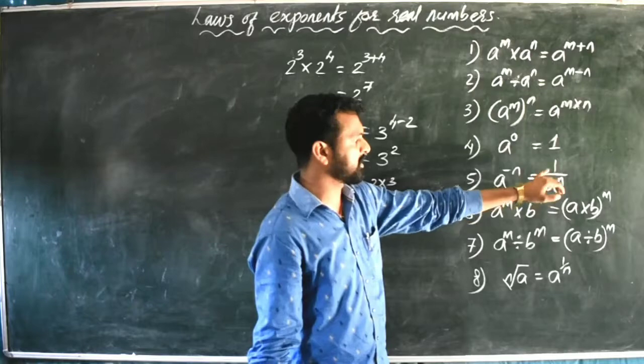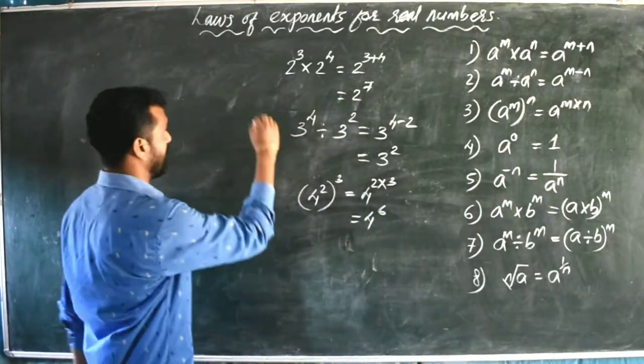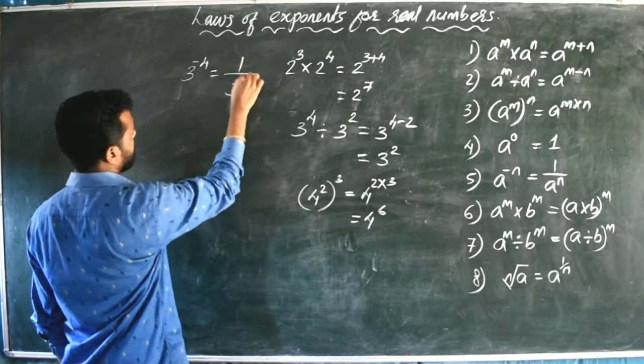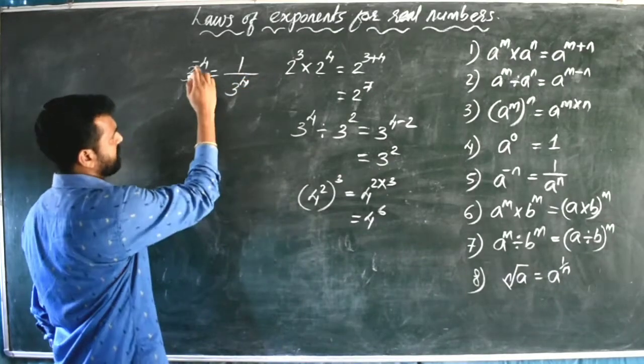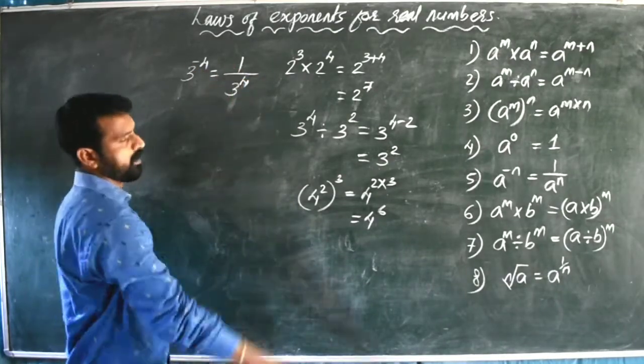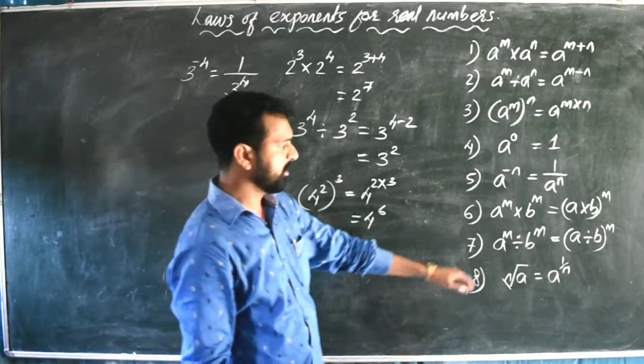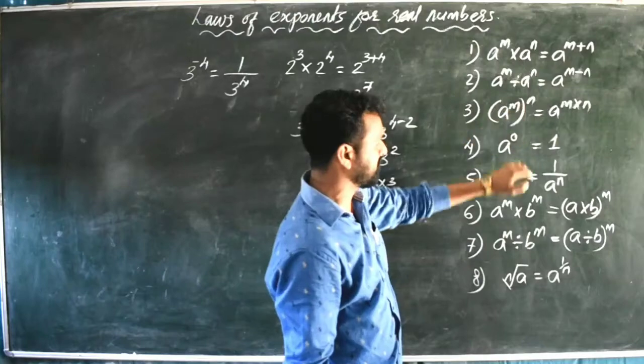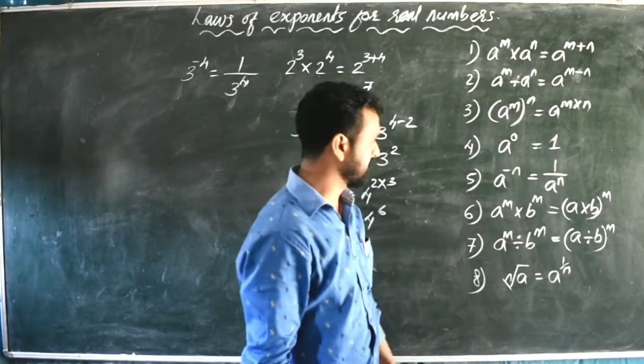A raised to minus n is equal to 1 by a raised to n. 3 raised to minus 4 is equal to, we can write 1 by 3 raised to 4. 3 raised to minus 4 and 1 by 3 raised to 4 are equal. Now next one, a raised to m into b raised to m. What is the difference between this first equation and sixth equation?